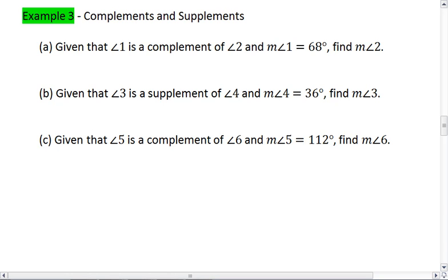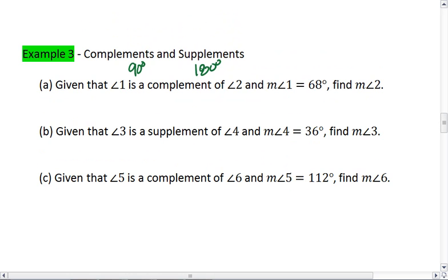In example 3, we're working specifically with complements and supplements. Remember, complements add to 90 degrees, supplements add to 180. And I'll actually write that above these words.